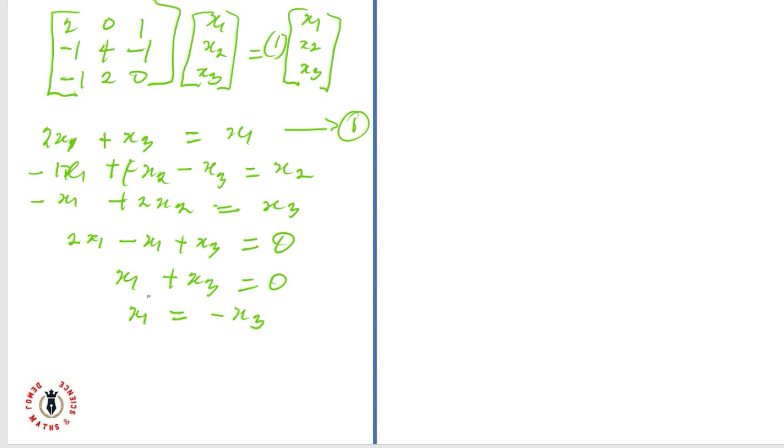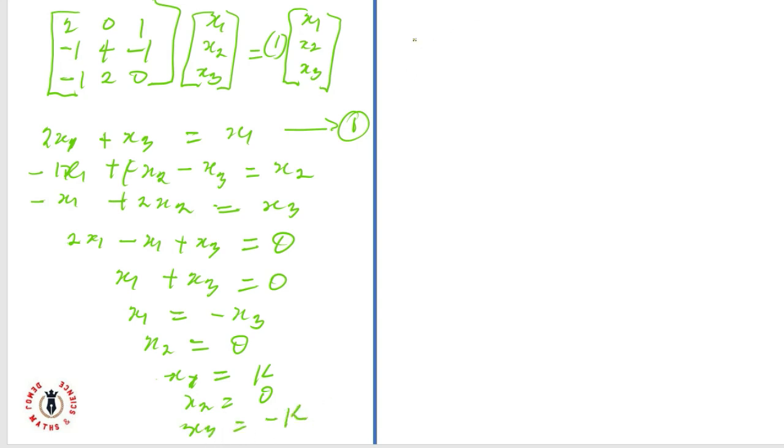Now, if you look at it this way, we have seen that x1 from this equation equals negative x3, and putting it back in this equation, we have that x2 equals 0. So we know that for every one of x1, we have a negative x3. So if x1 is now equal to k, we'll be saying that x2 will be equal to 0 and x3 will be equal to minus k.